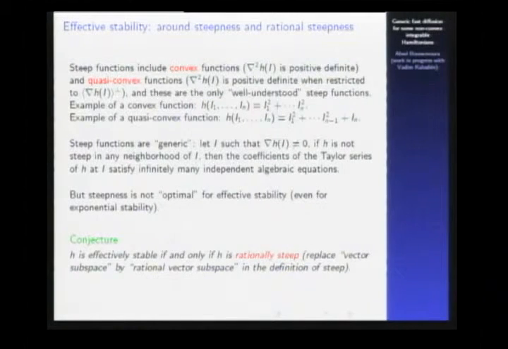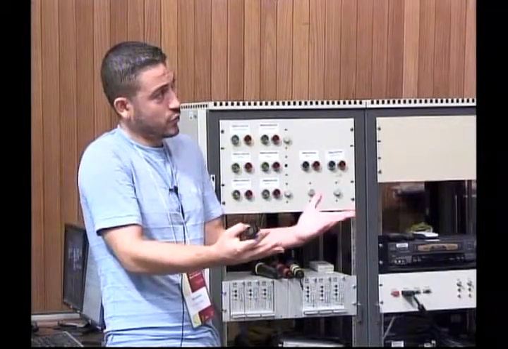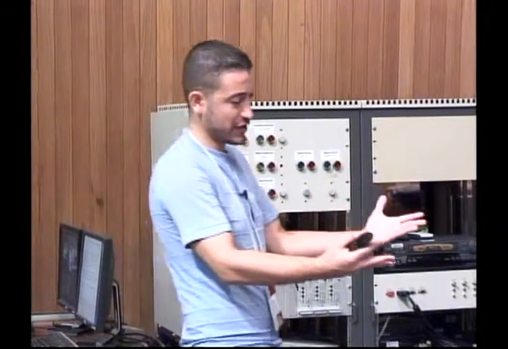As I said, you just replace vector subspace by rational vector subspace in the definition of steepness. Recall our definition of steepness: when you restrict your function to any affine subspace, it has only isolated critical points. Now we replace vector subspace by rational vector subspace. So what is a rational vector subspace? It's a vector subspace which has a basis of vectors with integer components, or with rational components. It's the same thing. Okay?